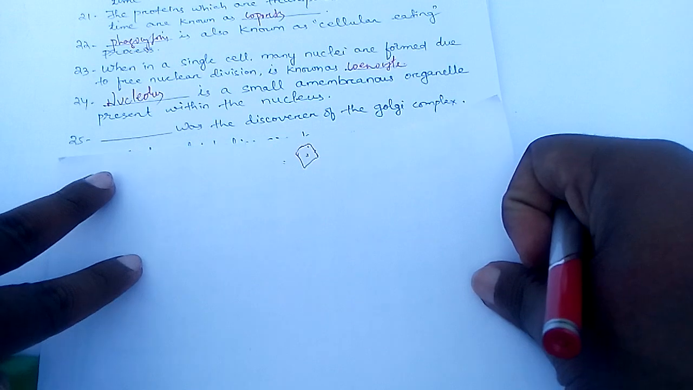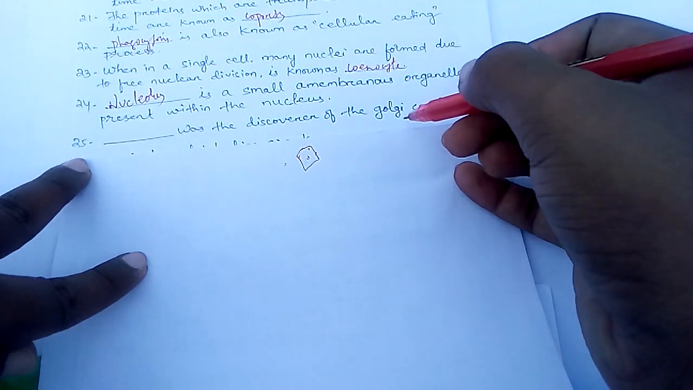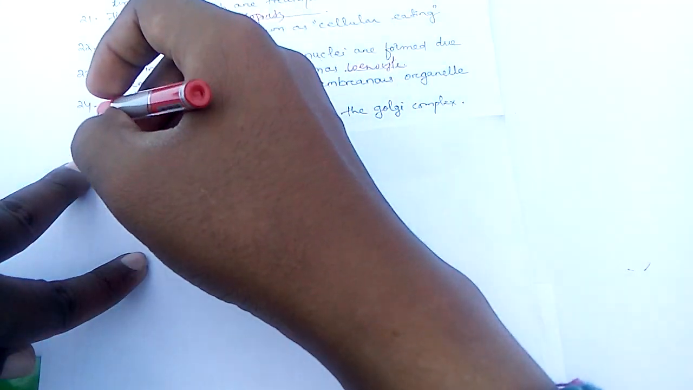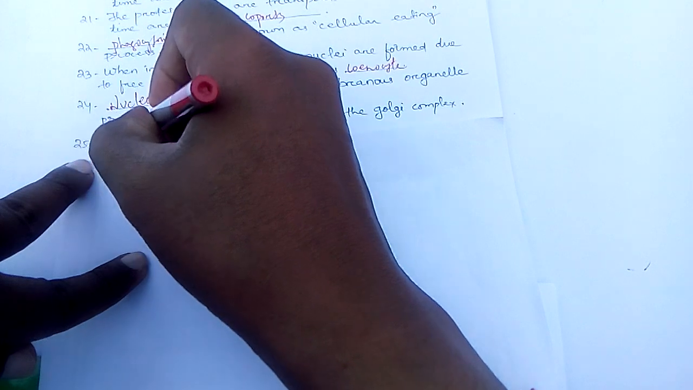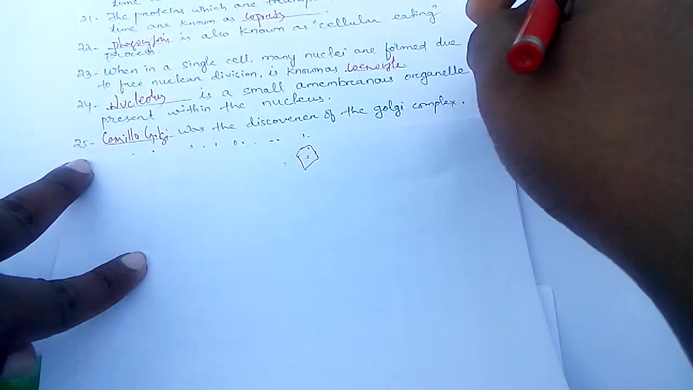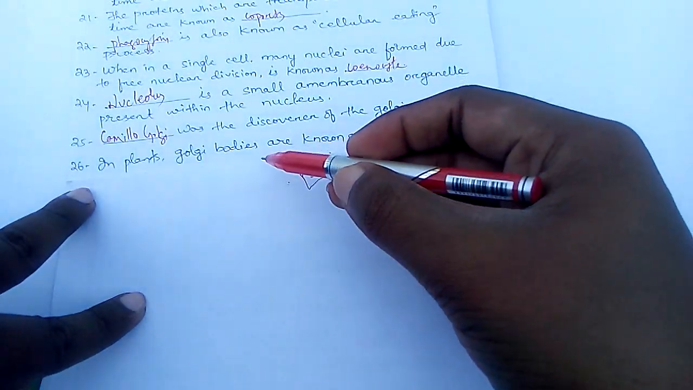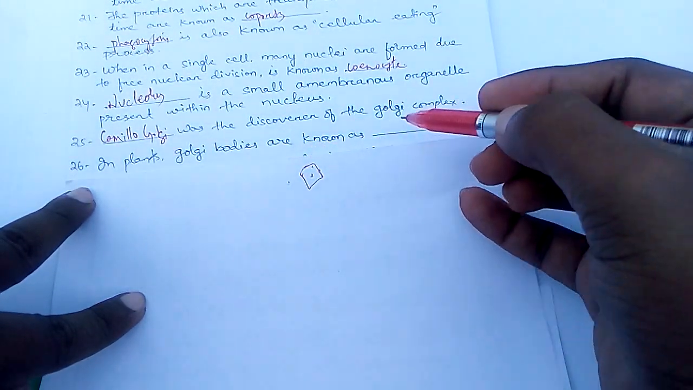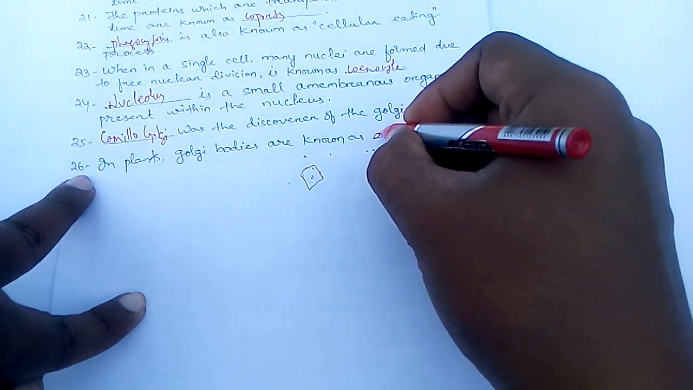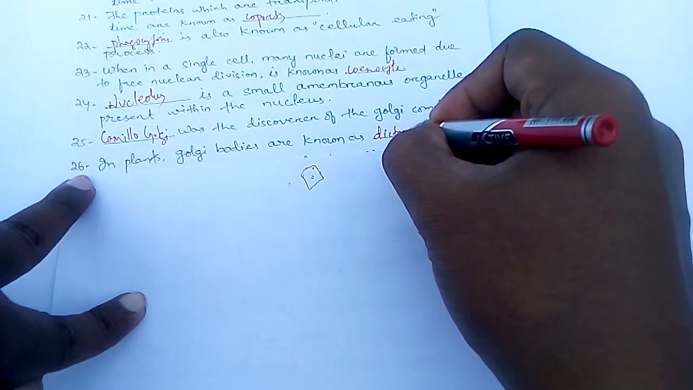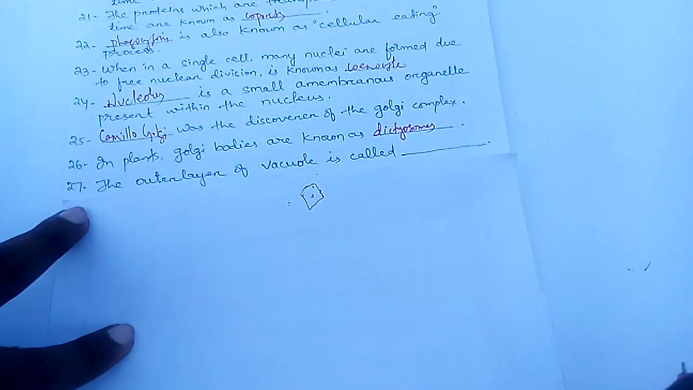Next question number 25. ___ was the discoverer of the Golgi complex. The scientist who discovered the Golgi complex is very simple: Camillo Golgi, but mark the spelling, Camillo Golgi. Golgi complex or Golgi bodies. Next question number 26. In plants, Golgi bodies are also known as ___. Very simple, dictyosome, dictyosomes.